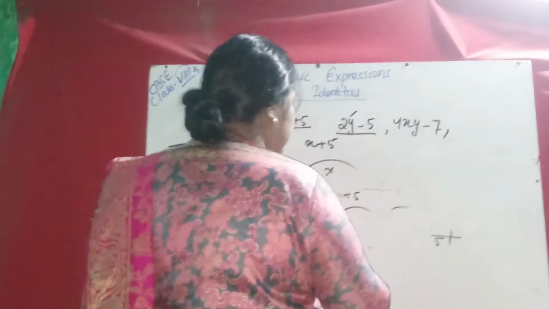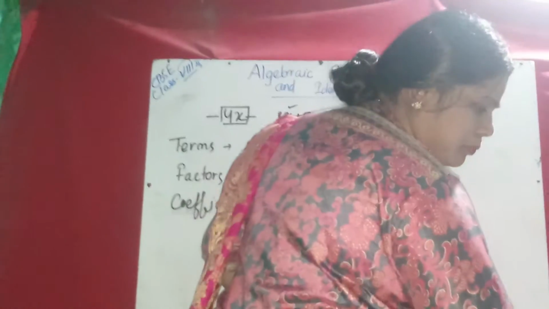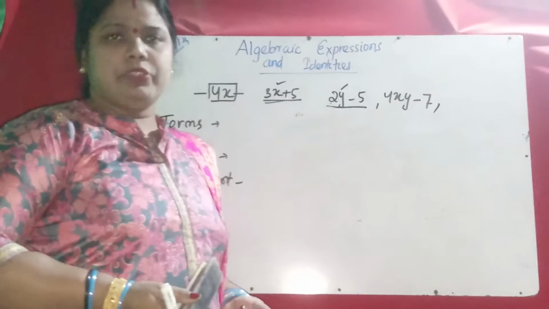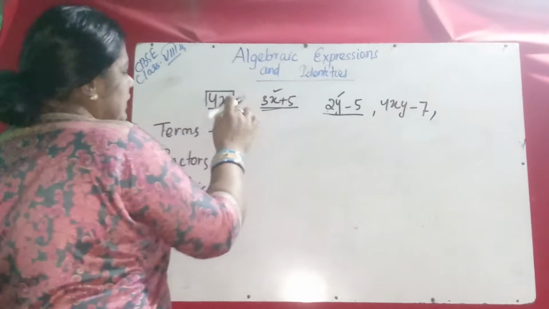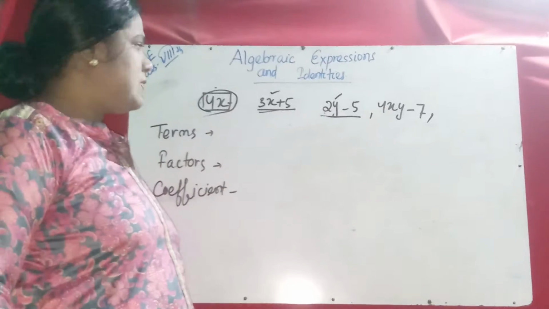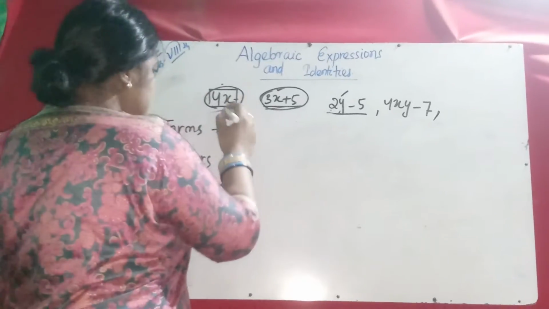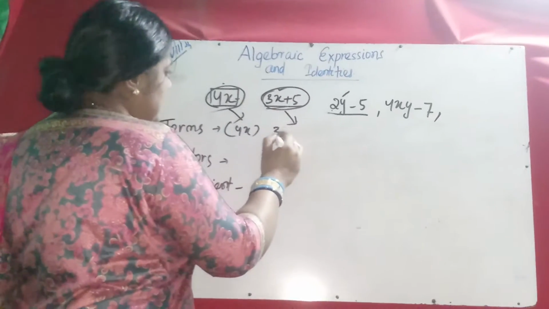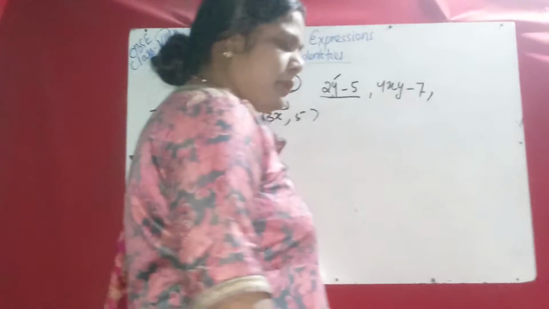So in an algebraic expression, there are terms, factors and coefficients. Okay. So what are terms, what are factors, what are coefficients? Terms: suppose here 4x. Here is one term. 4x is called a term in this expression. Here 3x plus 5, two terms are there. In the second, the terms are 3x and minus 5. These are called terms.